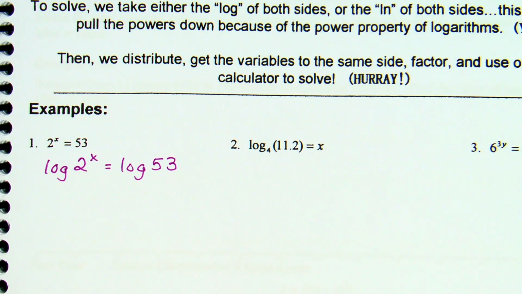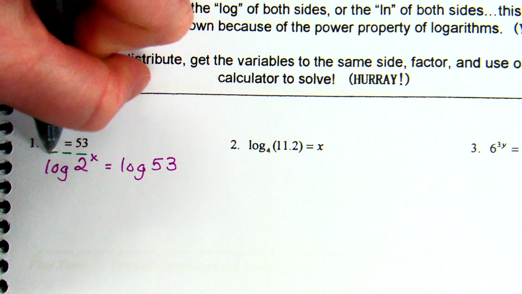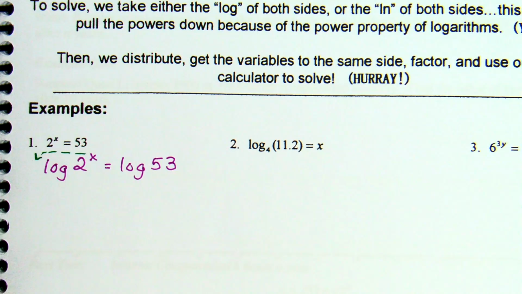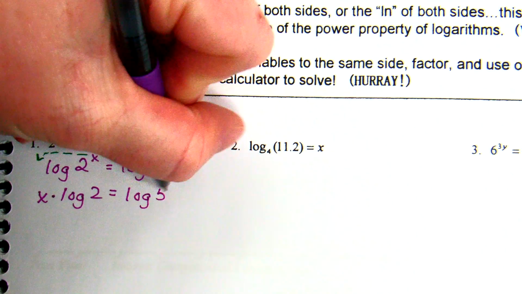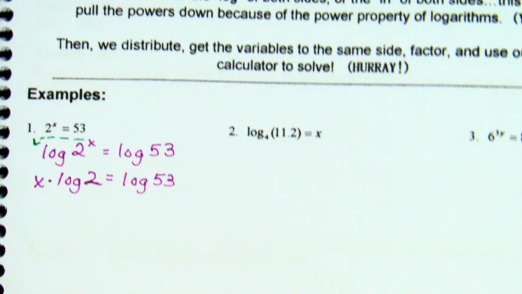Okay, guys, my job is to solve for x. Any thoughts on what I can do with that x? Put the x up front. Power rule says we can take that x and write it out front. So now it's going to be x times the log of 2 still equals the log of 53.